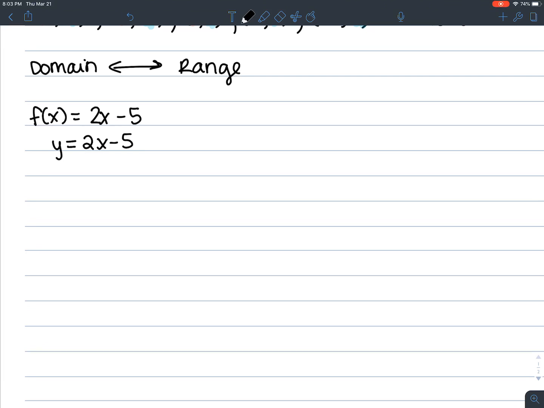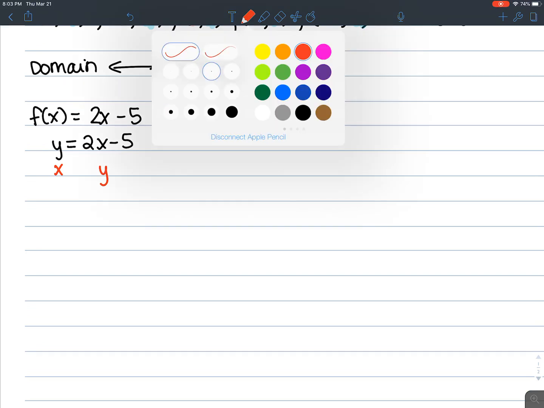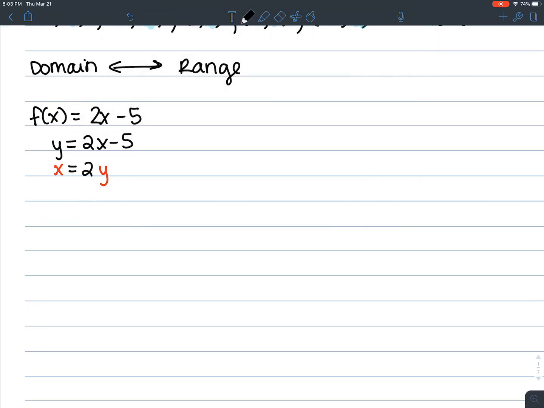Okay, and we want to find the inverse. So what we're going to do is take x and y, and replace y with x and x with y. The rest of my equation is going to stay the exact same, except now I'm trying to solve for my y value. Before we had y equals 2x minus 5, and now we're going to solve for y this time.